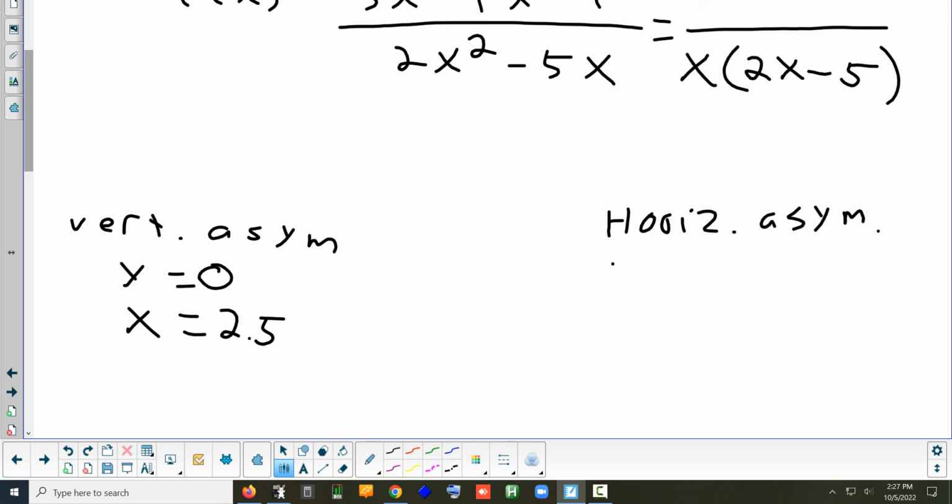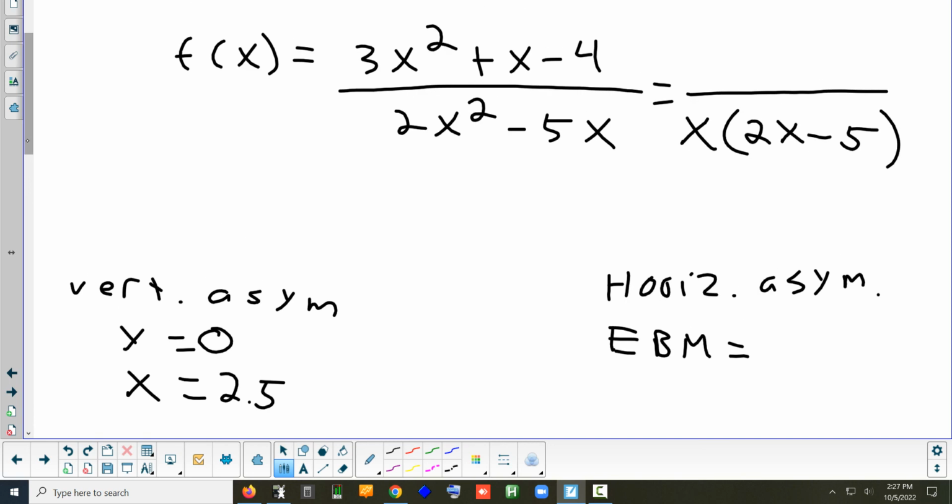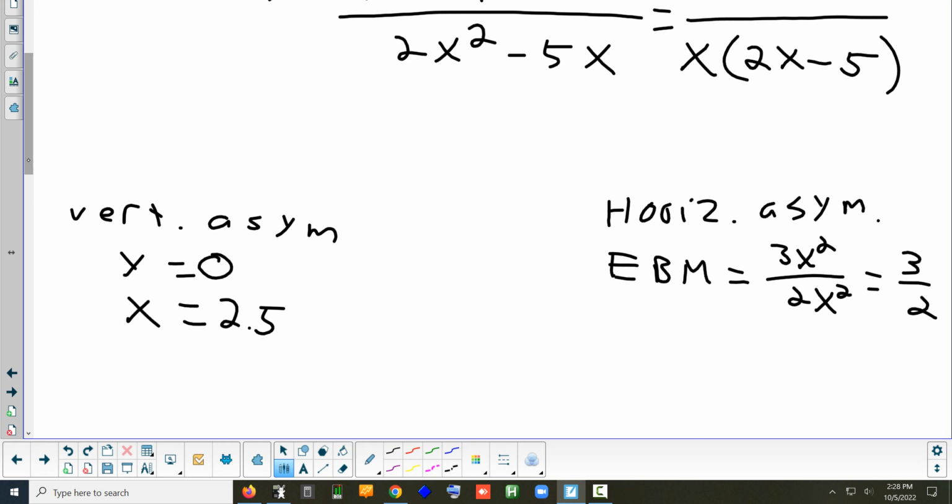My horizontals. Well, let's find the degrees first. What's the degree of the top? 3x squared. Yep. And how about the bottom? 2x squared. And what does that reduce to? 3 over 2. So now, can somebody tell me what happens to 3 over 2 as you let x get bigger and bigger? Nothing. So it stays as 3 over 2.